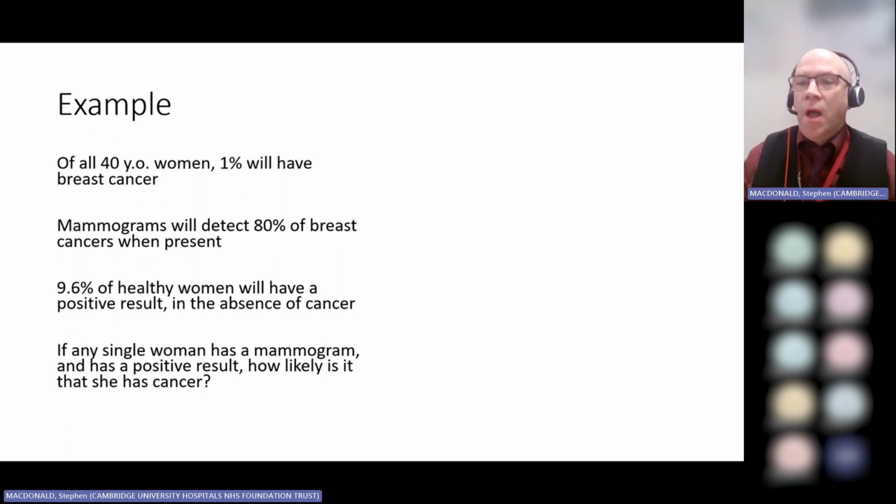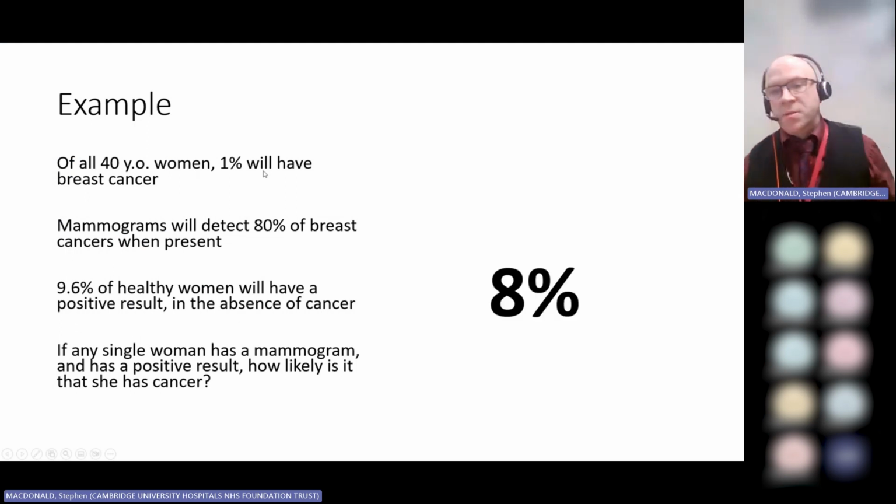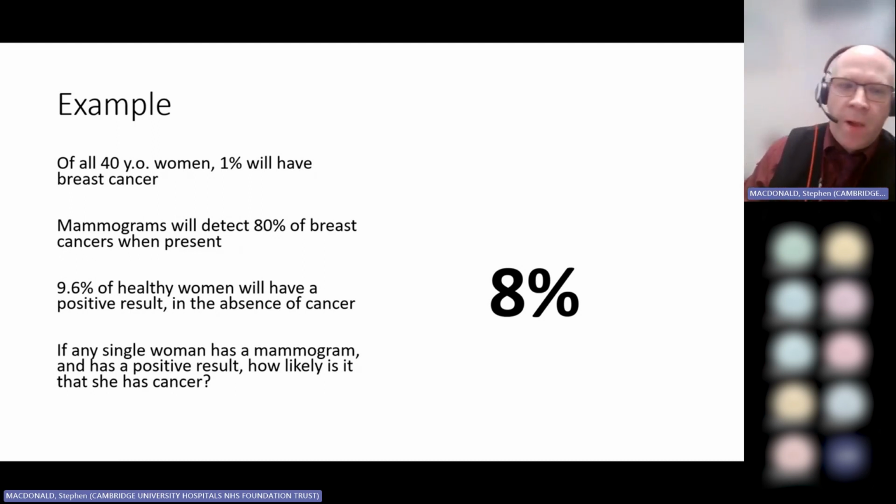Good. So I think that's the point that we're looking for, that there's quite a wide range of answers that potentially could be given by this data. And it's quite surprising to me that actually only 8% of the patients who have had a positive mammogram test will actually turn out to have cancer in a test that has 80% sensitivity. And we'll work through this example as we go.